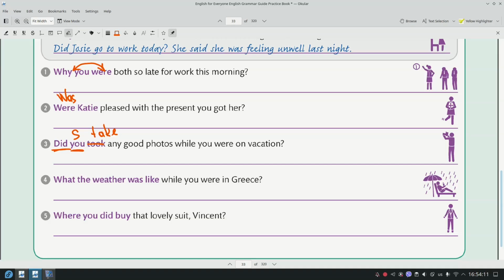What the weather was like while you were in Greece? We have question word, what, then we need auxiliary, what was the weather like while you were in Greece? Number 5. Where you did buy that lovely suit, Vincent? Where did you buy that lovely suit, Vincent?